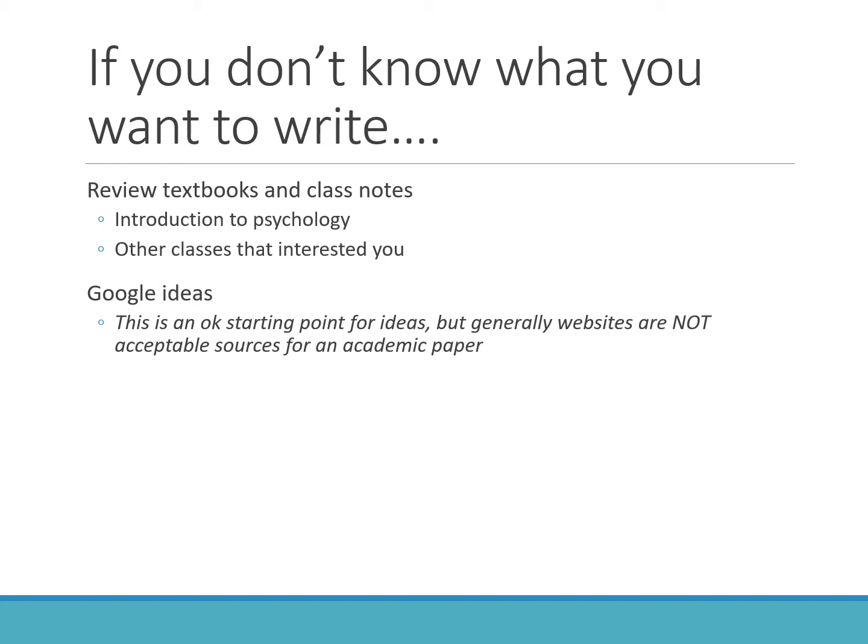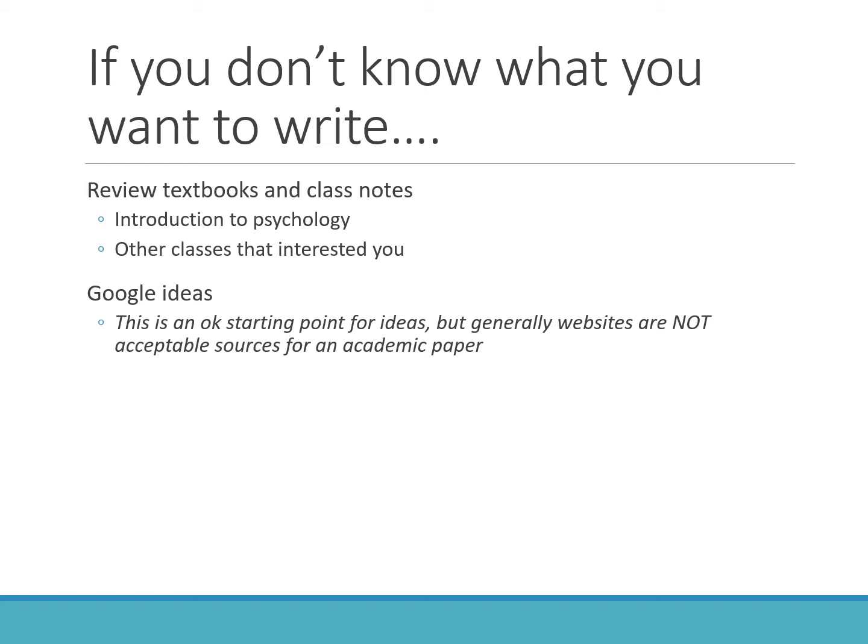You can also Google ideas. Now, Google and online sources are okay for a starting point. Generally, websites won't be acceptable sources for your final paper, but they might be helpful in getting you started. So sometimes you might have a very vague topic idea and you can't figure out how to narrow it down, and Google or Wikipedia can be a really good starting point for you trying to figure out what exactly you want to say.